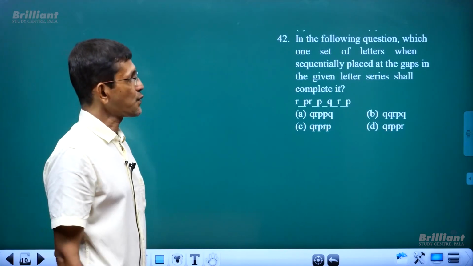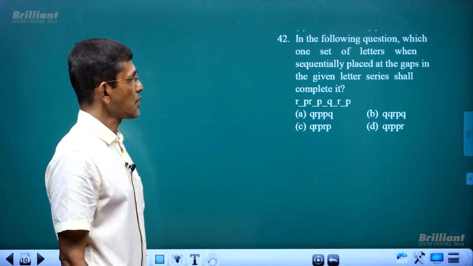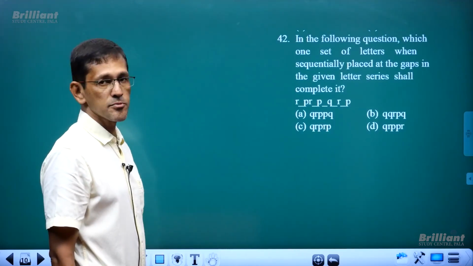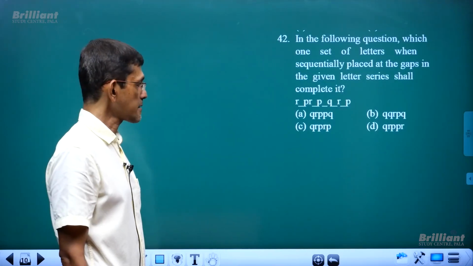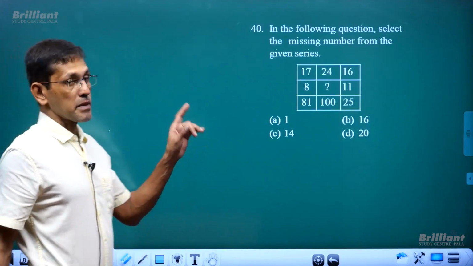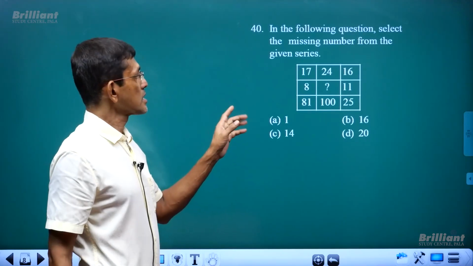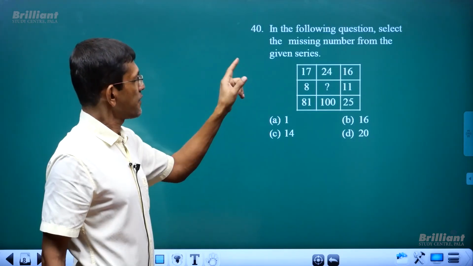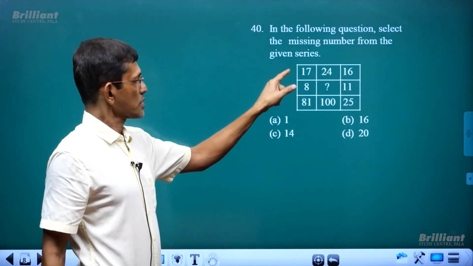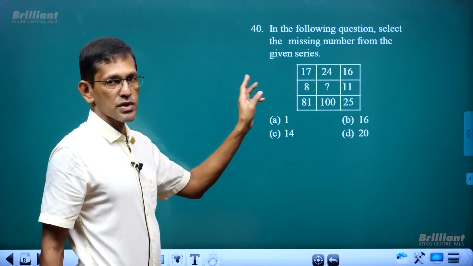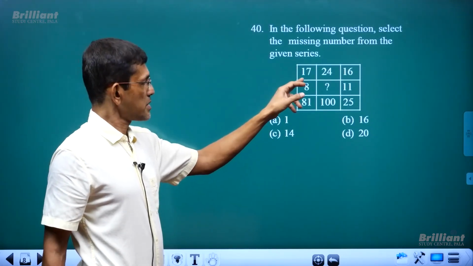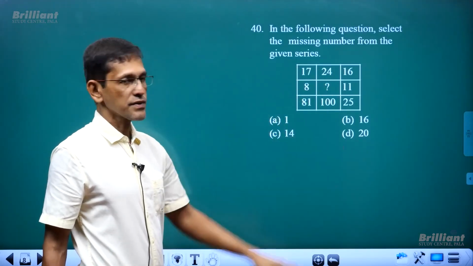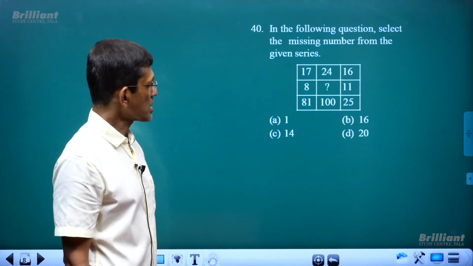In the following question, which set of letters, when sequentially placed at the gaps, will complete the given letter series? Okay, so we'll take a look at that. By the way, in between, somehow we missed this question number 40. So we'll take a look at this. Find the missing number. What is given is a 3 by 3 square, 3 rows and 3 columns. So the numbers are 17, 24, 16, 8, question mark, 11, 81, 100, 25. So we'll take a look at that question.